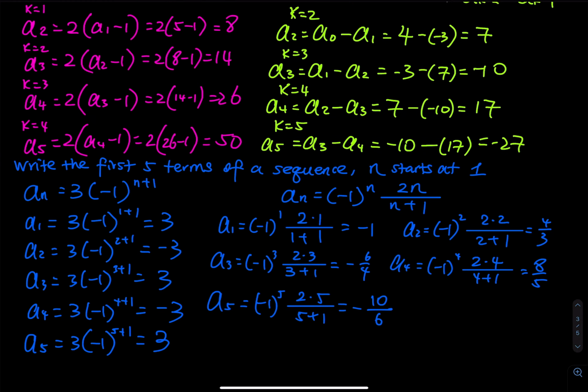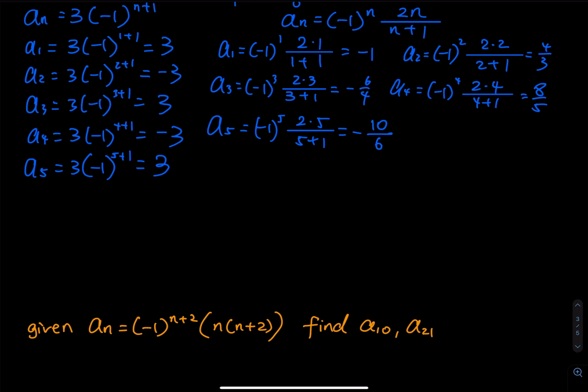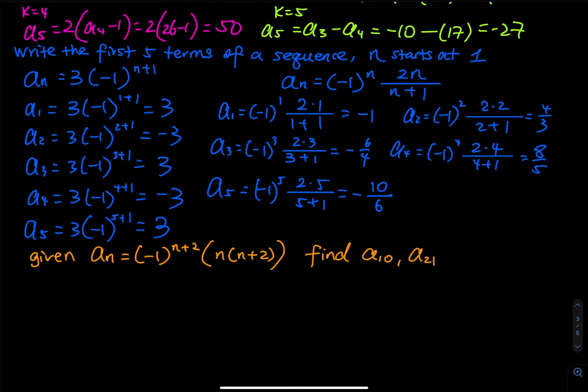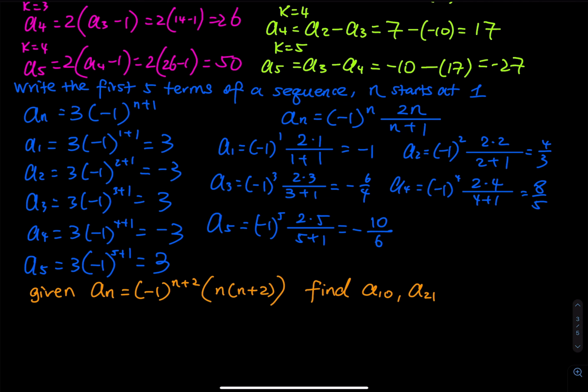And then here comes the last problem. So for the last problem, let me just move this up. I'm going to move this up, so I can keep talking about this while showing you the previous problem. You are given the nth term, find the 10th term and the 21st term. Okay, it's easy. This is simple. You just let the formula do the work.